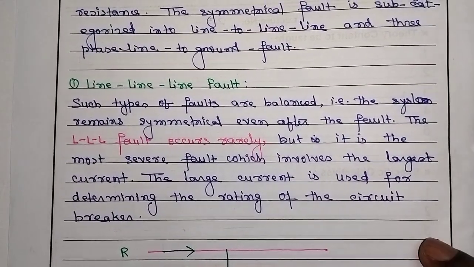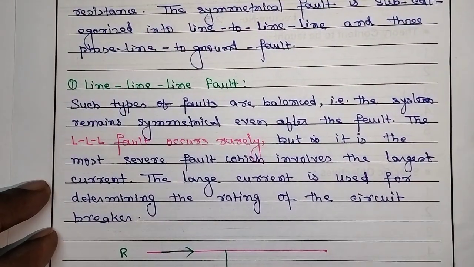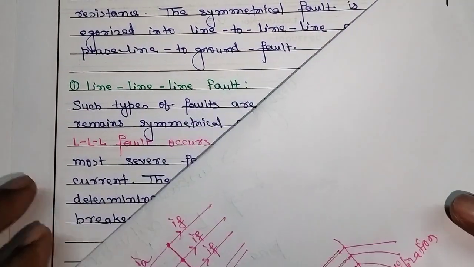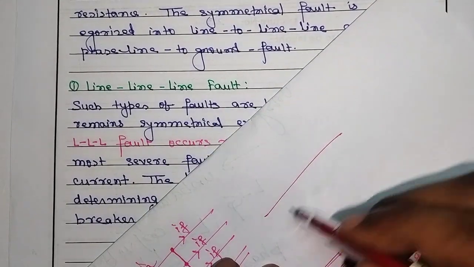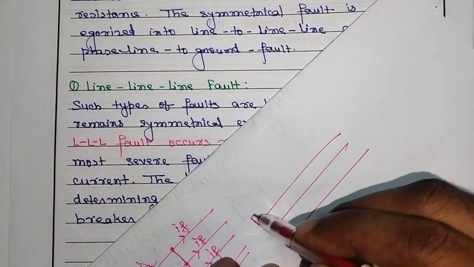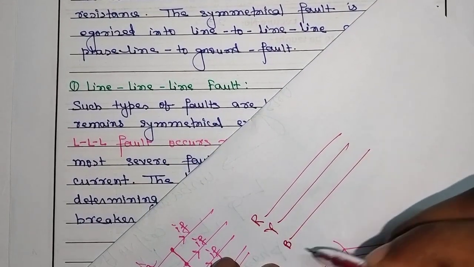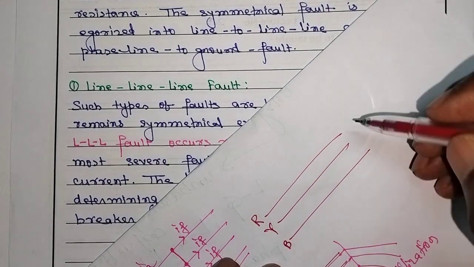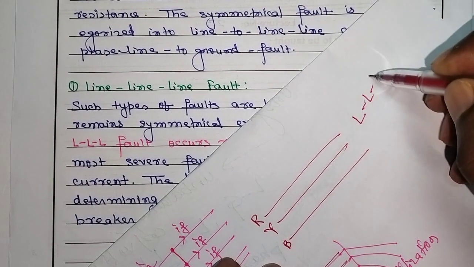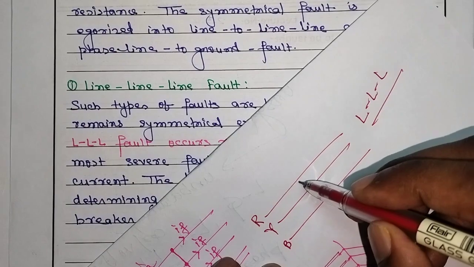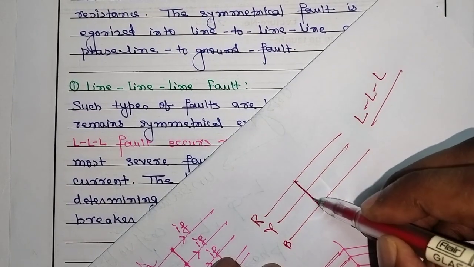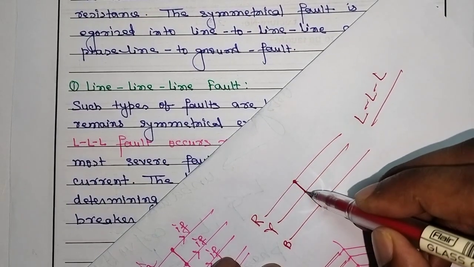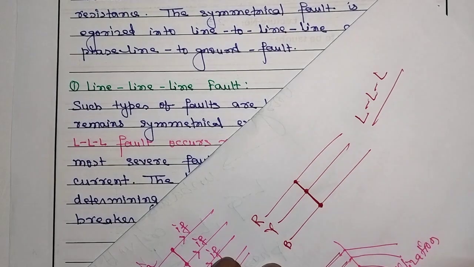Line to line to line fault. The word itself shows that it involves line to line to line. Suppose these are the R, Y and B conductors. So here it is called a line to line to line fault, where all three of the conductors get involved in this type of fault.